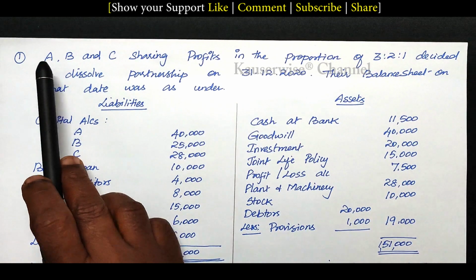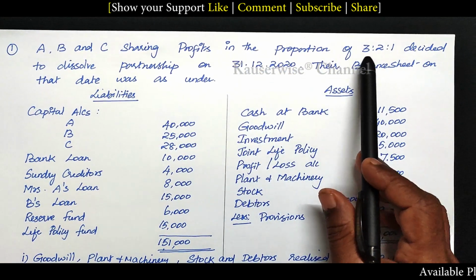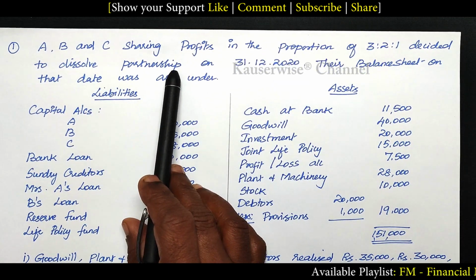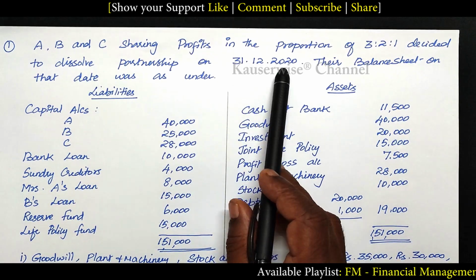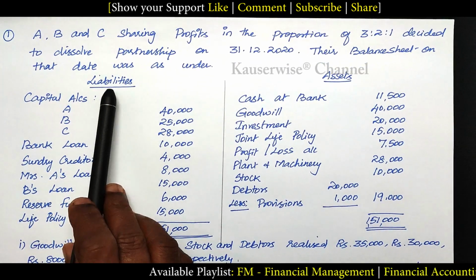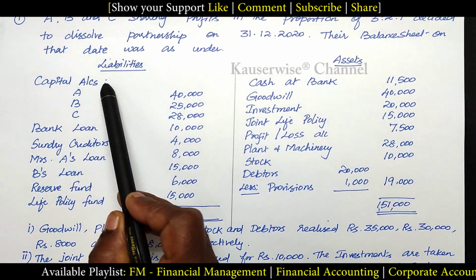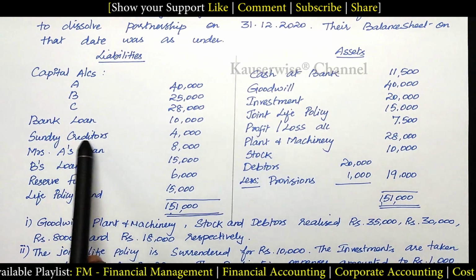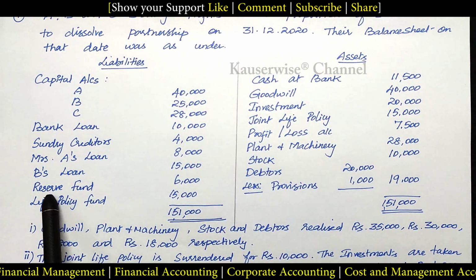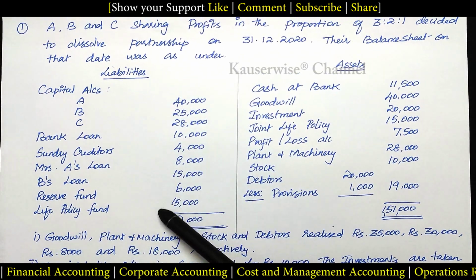A, B, and C share profits in the proportion of 3 is to 2 is to 1. They decided to dissolve the partnership firm on 31st December 2020. Their balance sheet on that date was as under. Under liabilities: the three partners' capital accounts, bank loan, sundry creditors, Mrs. A's loan, B's loan, reserve fund, and life policy fund. Okay, these are the various liabilities.